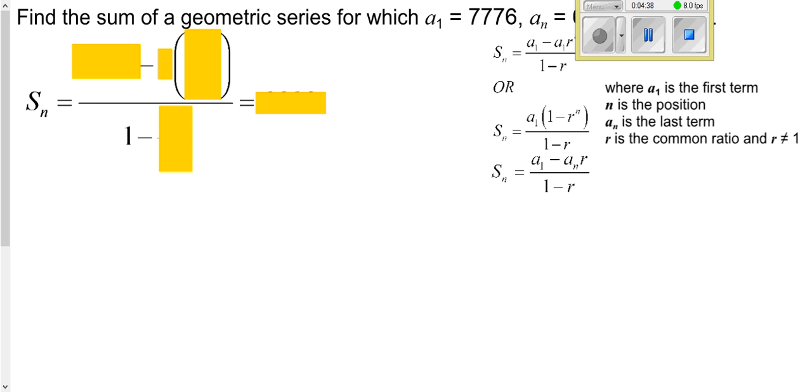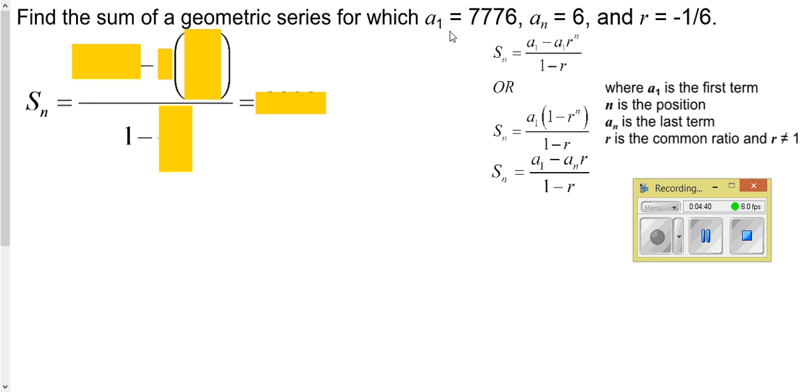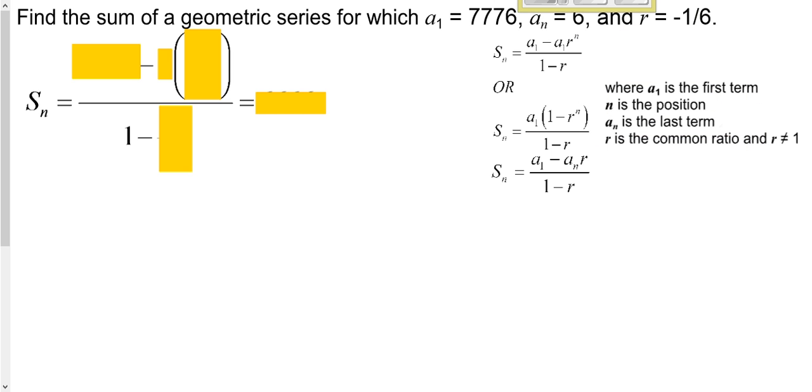So let's take a look at this problem here. We have our first term, we know that it's geometric, we have our last term, we have our ratio, and we're looking for the sum. So I'm going to use the formula that has all this information. I need my first term, I need my a sub n, I need r. So I'm not going to use this first one. I'm not going to use the second one because they don't have the a sub n. I'm going to use the bottom one because it has all the parts that I'm given.